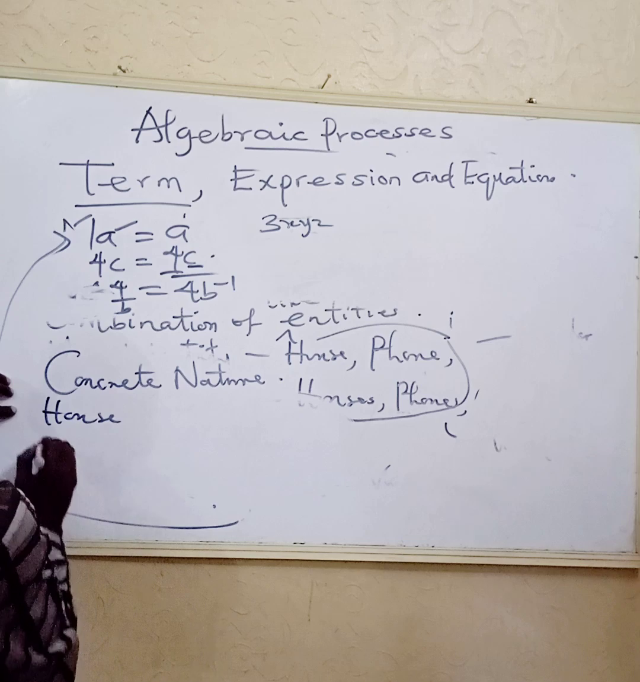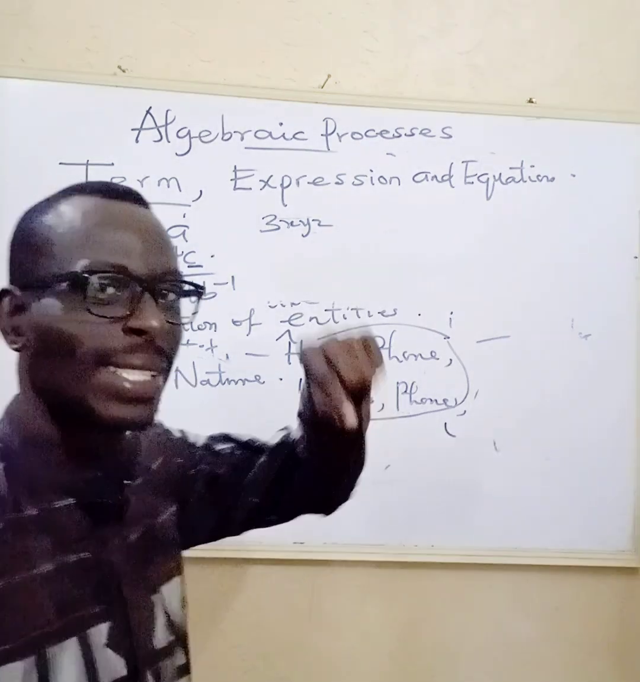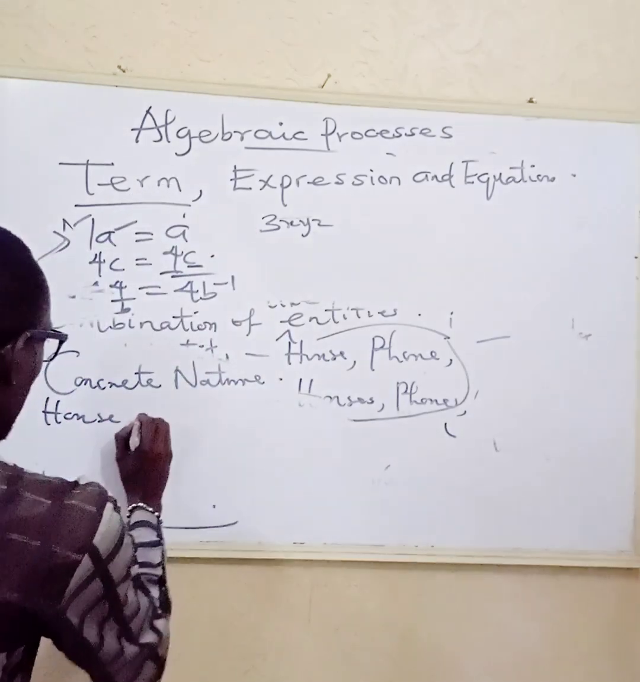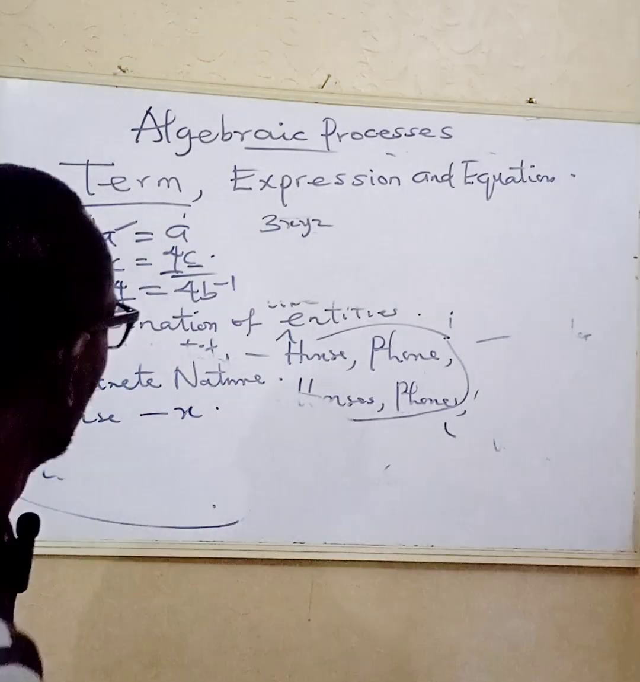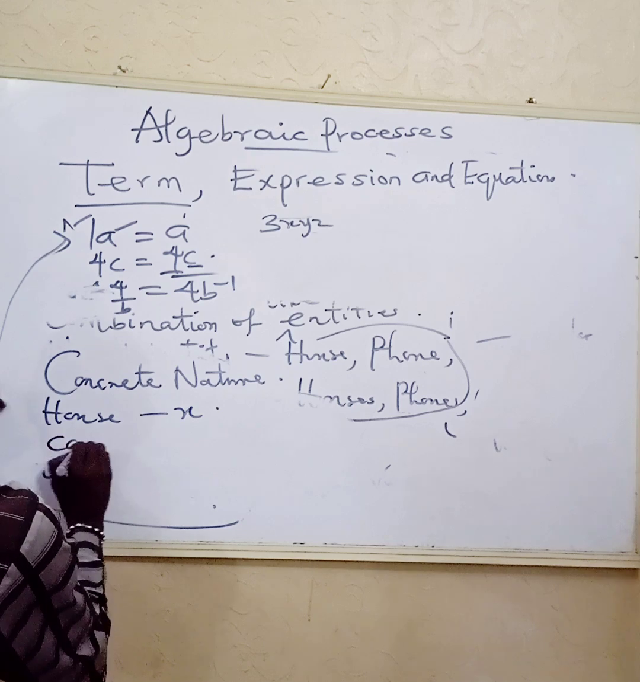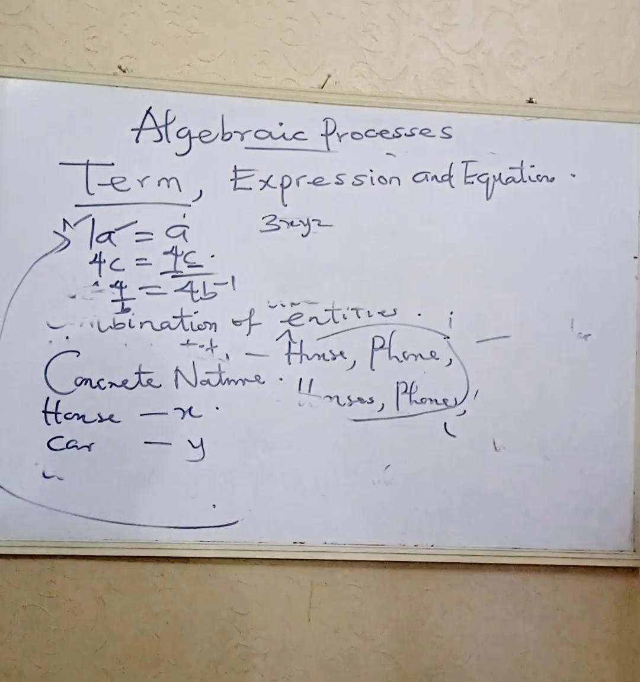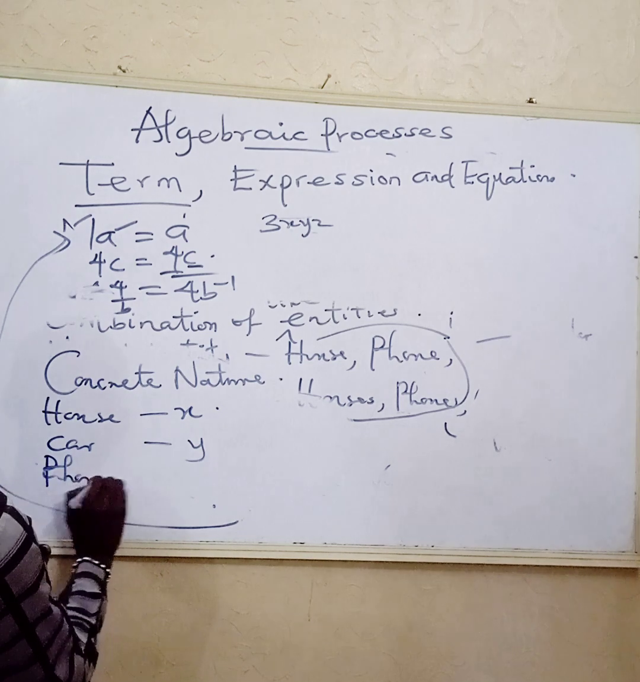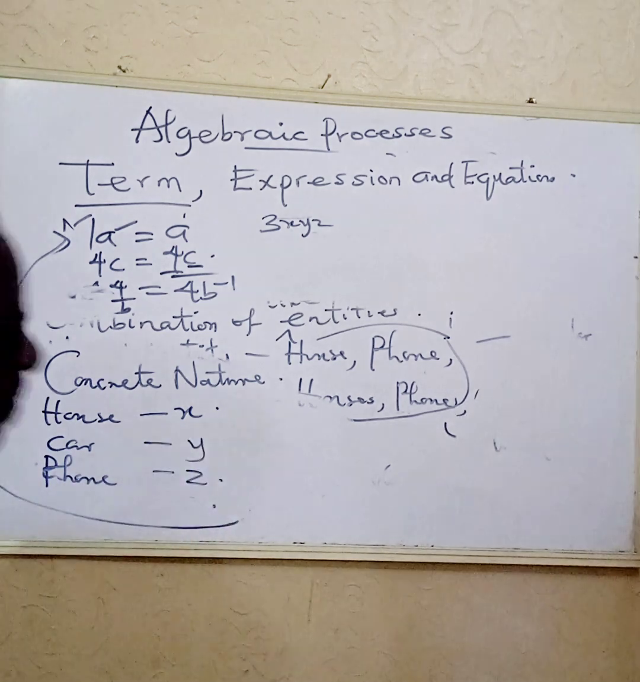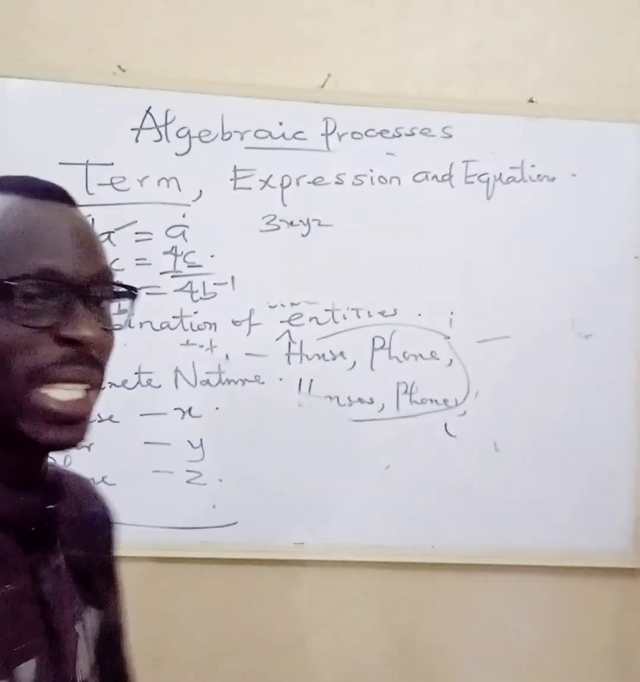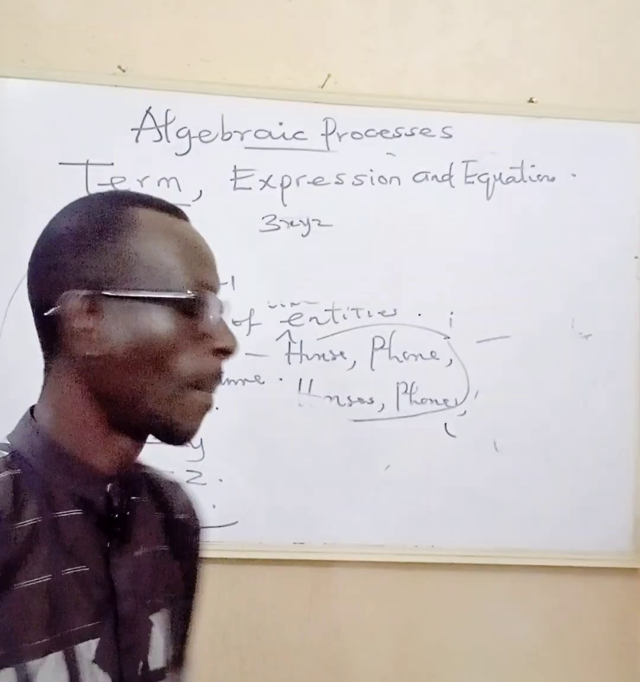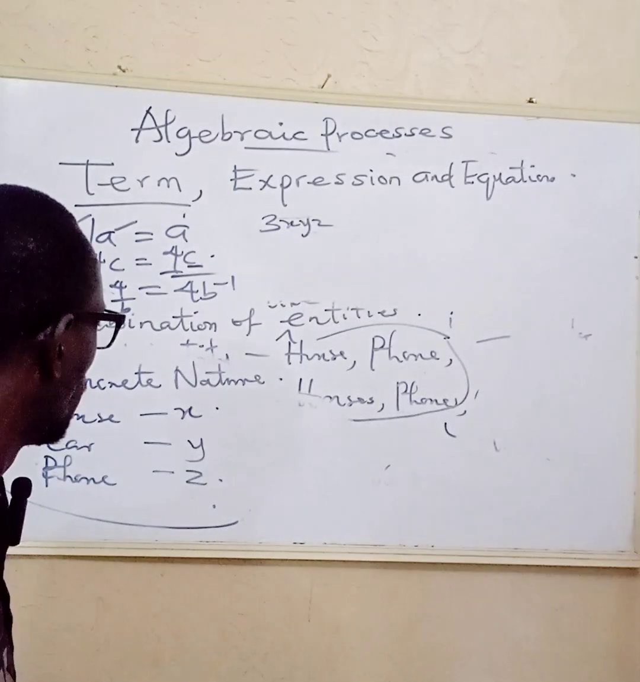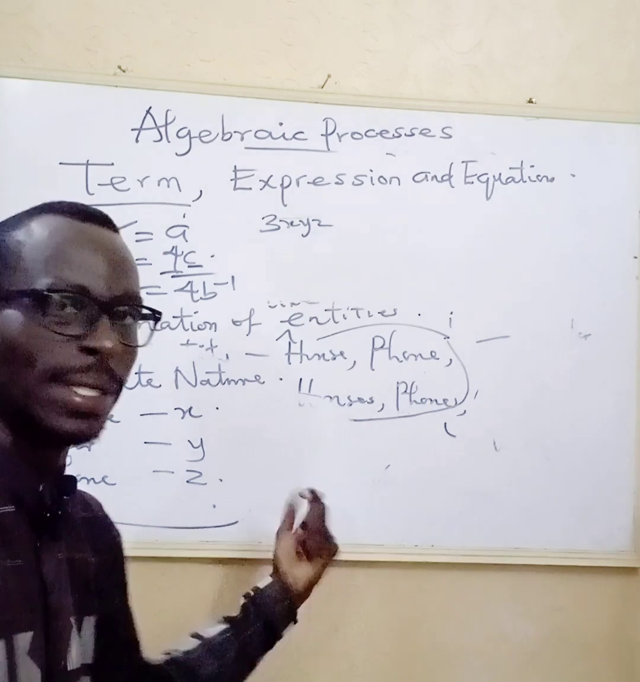Let's start with house. That's a singular. It can be represented with a particular variable. Let's assume this is S. Let's go to car. Let's assume this is Y. Let's go to phone. Let's assume this is Z. House being an entity is a term. Car being an entity is a term, which is Y. And a phone, being an entity, is a term, which is Z.